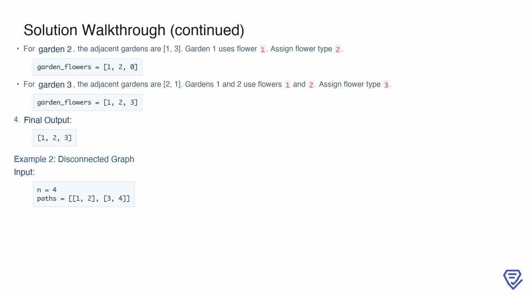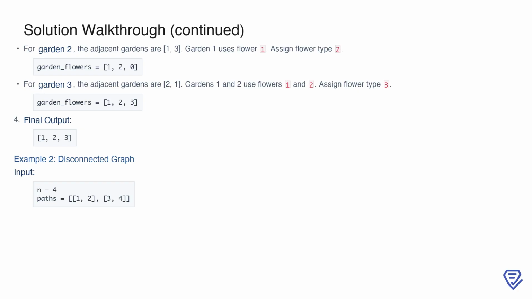Next, for garden 3, the adjacent gardens are gardens 1 and 2, which use flower types 1 and 2, respectively. The smallest unused flower type is 3, so we assign flower type 3 to garden 3. The garden_flowers array becomes 1, 2, 3, and all gardens now have flowers assigned. The final output for this example is 1, 2, 3. This demonstrates how we can assign flowers to gardens such that no two adjacent gardens share the same flower type.